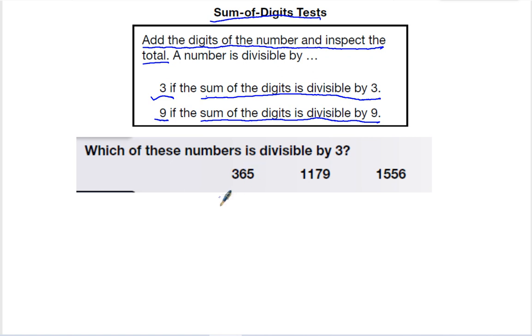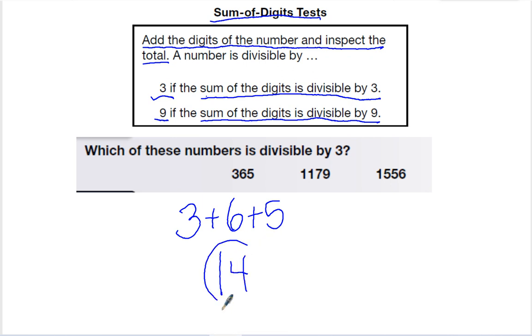Here we have 365. So I'm going to add the digits together. So 3 plus 6 plus 5. 5 plus 6 is 11, plus 3 is 14. Now the number 14 is not divisible by 3, which means that this number is not divisible by 3. It's also not divisible by 9. So it's not that one.